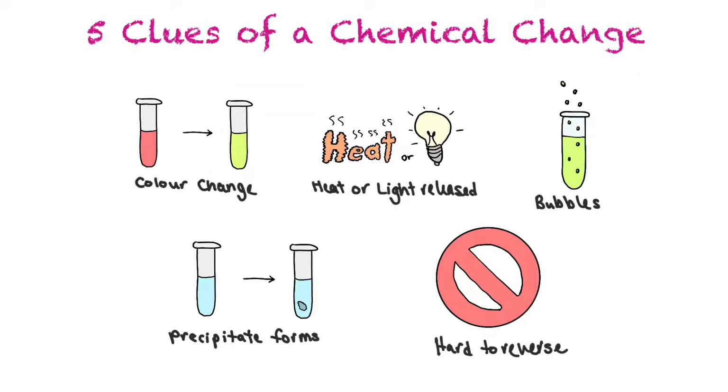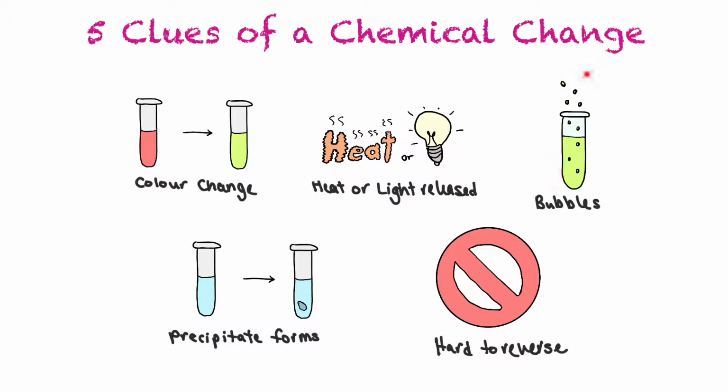There are 5 clues that you can use to identify whether or not a chemical change has happened. So one clue would be a color change. If you had a test tube with a red fluid in it and then something happened and you ended up having a lime green fluid, there's a pretty good chance that a chemical change has happened. Another way of identifying a chemical change would be if heat or light is released. So again, when you light a match, you get a flame, which releases both heat and light. That's a pretty darn good clue that a chemical change has happened.